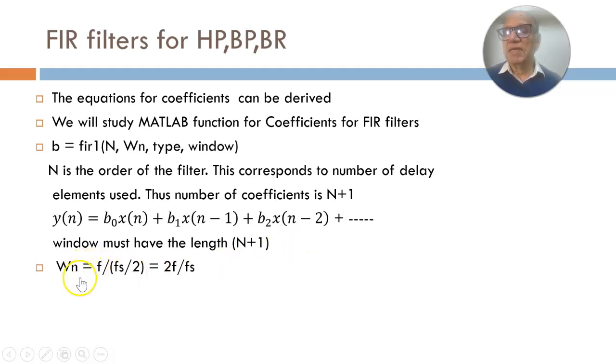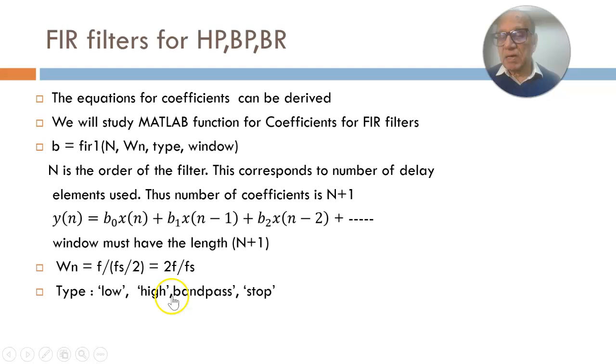Then the normalized cutoff frequency, this is normalized with respect to fs by 2, f divided by fs by 2. So you can write this 2 goes to the top and you can write it as 2f by fs. That is your Wn. Then the type, for low pass you write low, for high pass you write high, for band pass you write band pass, and for stop you write stop. There should be an apostrophe here before the band pass.